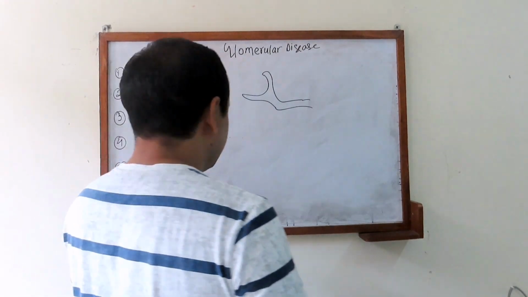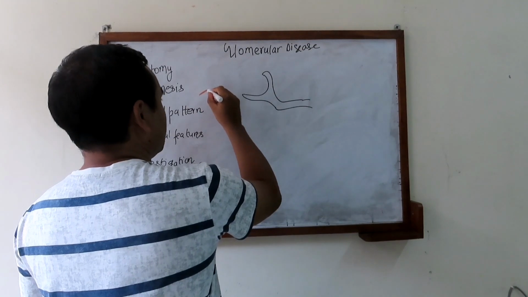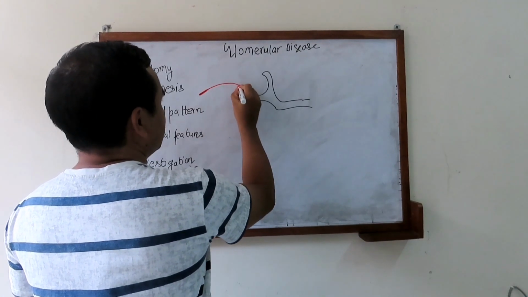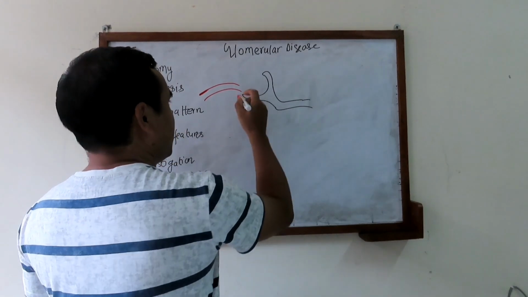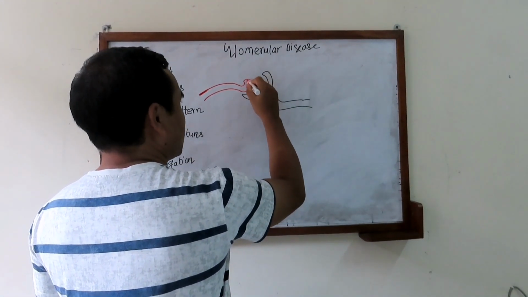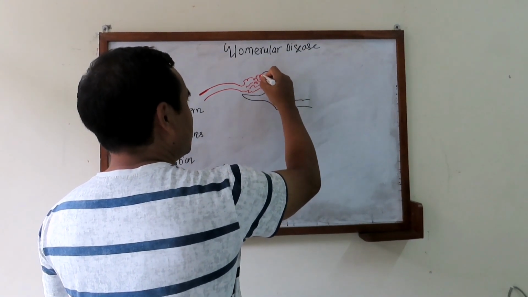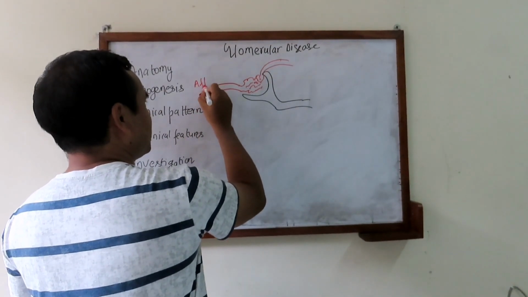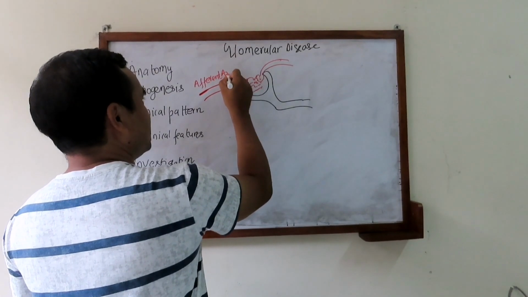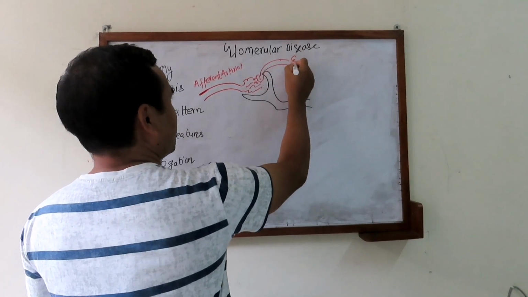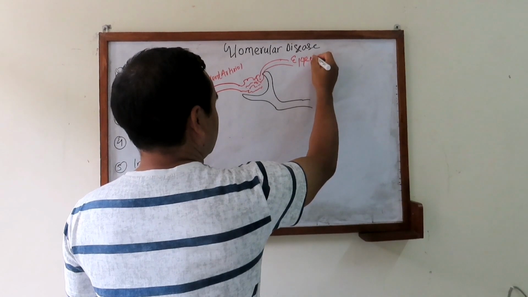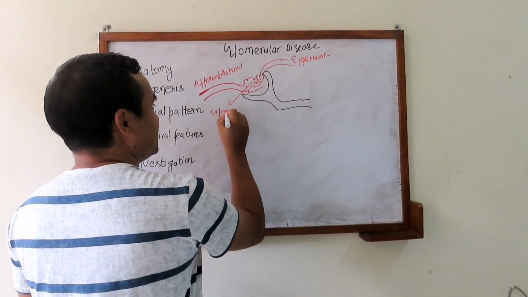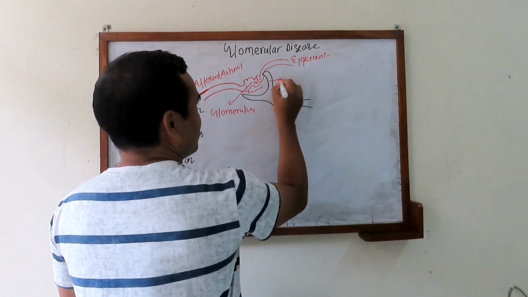Over here two arteries are coming, and this artery is called the afferent arteriole. The afferent arteriole makes the tuft of capillaries here. This is called the glomerulus, and blood is collected by the efferent arteriole. So this is the afferent arteriole, this is the efferent arteriole, and this is the glomerulus, the tuft of capillaries. This is Bowman's space.